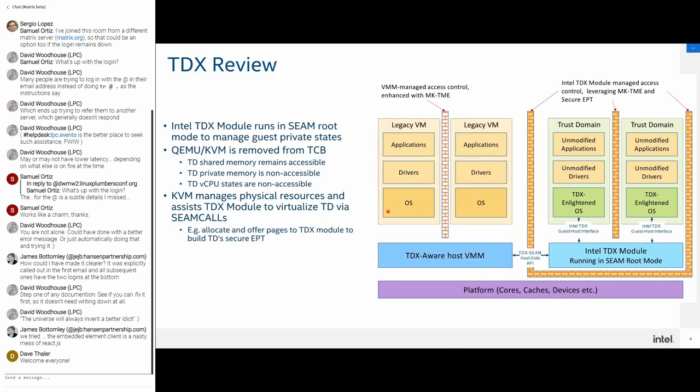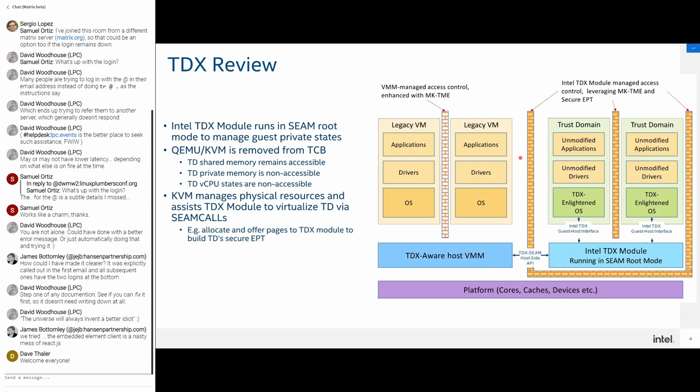So first, we can review the TDX working model. With TDX supported on Intel Sapphire Rapids and later CPUs, we have a new execution mode added to the CPU called SEAM mode, which is split into SEAM root mode and SEAM non-root mode. This is pretty much like the VMX root mode and non-root mode. The difference here is that with the SEAM root mode and non-root mode, we are able to run the TD guest. So the TD guest runs in the SEAM non-root mode. It is different from the VMX non-root mode, which is the legacy VM case.